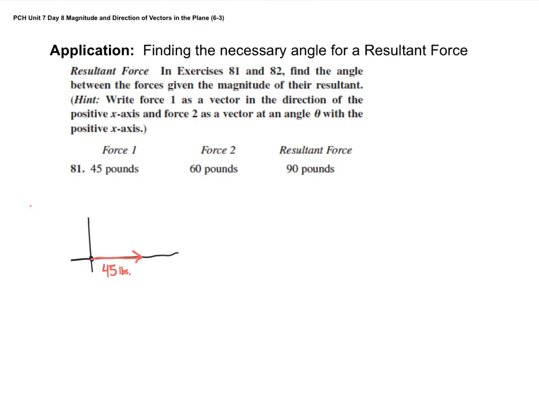Okay? Force 2 is 60 pounds. However, it doesn't tell us what angle force 2 is at. I know this is 60, and I'm doing vector addition. Alright? I should make it proportional. If that's 45, then 60 should be about a third again as long. So that's 60 pounds of force.